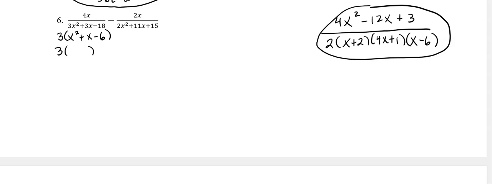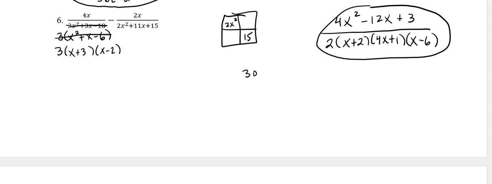Factors of negative 6 that add up to positive 1 are positive 3 and negative 2. All right, so we're done factoring that. Now let's see if we can factor this other denominator. Again, box method comes in handy here since the number in front of x squared is greater than 1. So that's 30x squared. And the factors of 30x squared that add up to 11x are 6x and 5x.